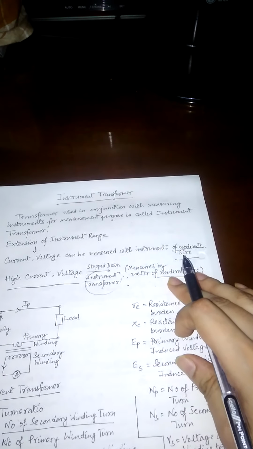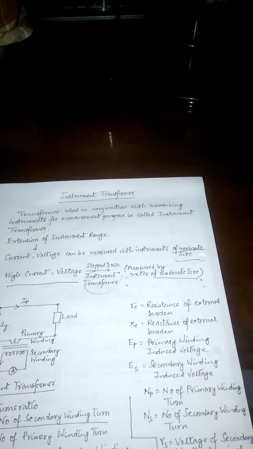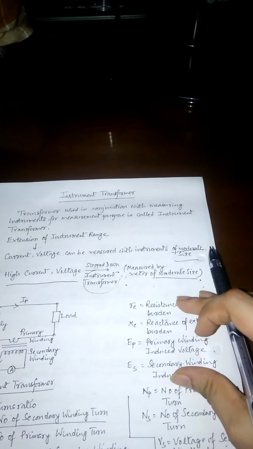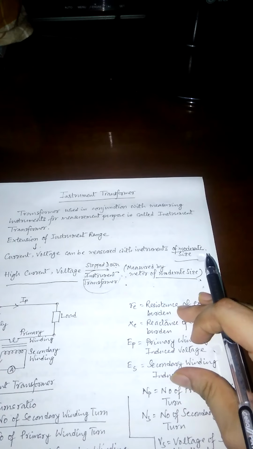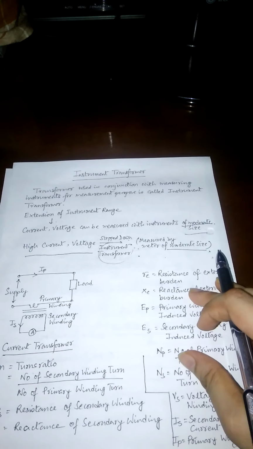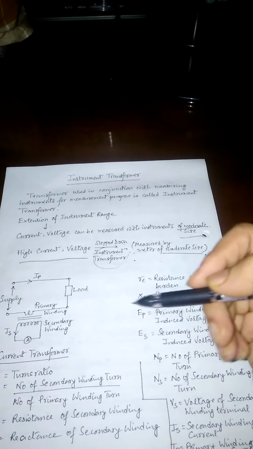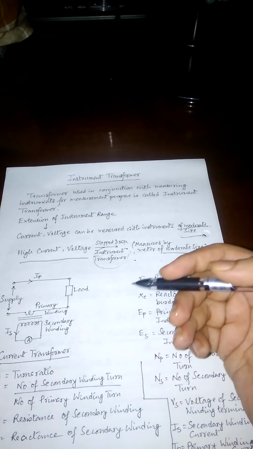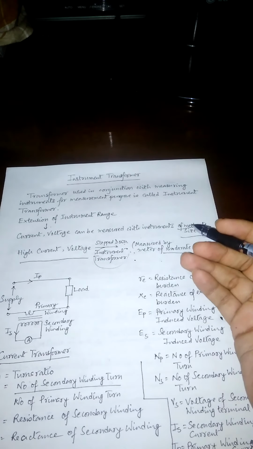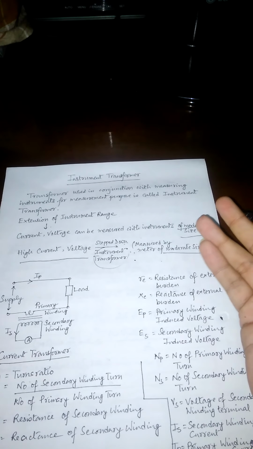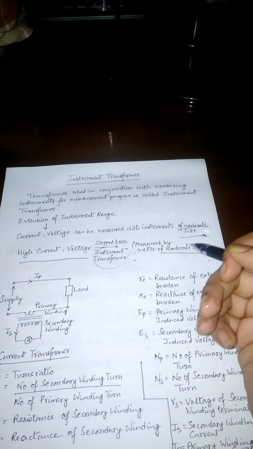When we are considering instrument transformers, there are two types. One is the current transformer and the other is the potential transformer, that is PT. Today we are considering the current transformer. It is used with ammeters to help them measure a high amount of current.